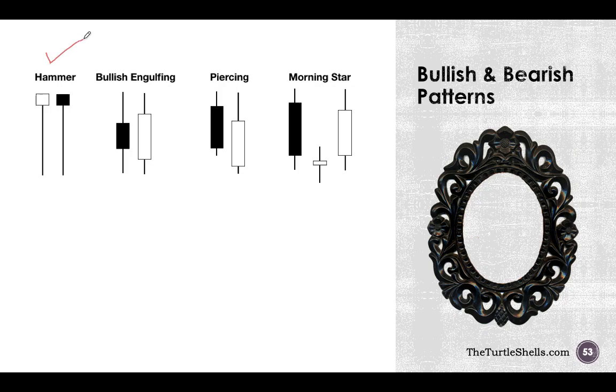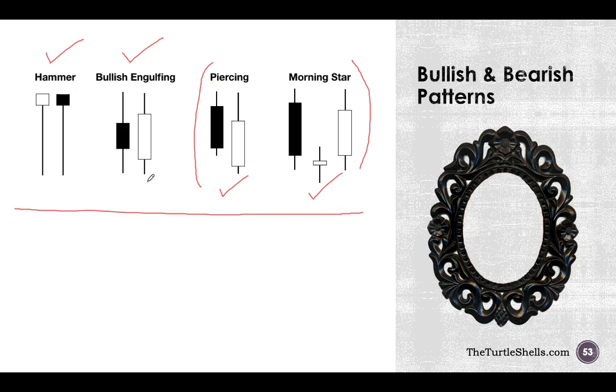So we have looked at the hammer and the bullish engulfing pattern. There are two more patterns. One is the piercing pattern and one is the morning star pattern, which we are not covering in this course. But the analysis that we applied to hammer and bullish engulfing pattern applies to piercing pattern and morning star pattern as well. The piercing pattern is a 2 candle pattern. The morning star pattern is a 3 candle pattern. This is what we cover in detail in the level 1 course. So please have a look at the level 1 program. But these are the 4 most important bullish patterns.